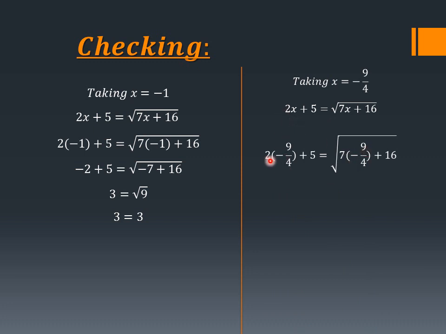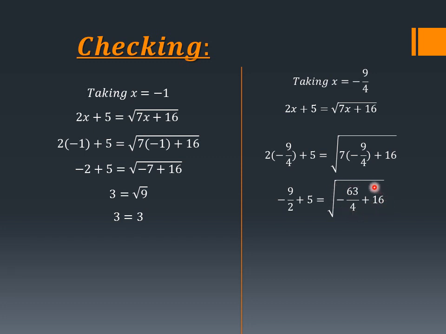7 into minus 9 by 4 and 2 into minus 9 by 4. 2 and 4 can get cancelled with each other, but 7 and 4 can't. So cancelling 2 and 4, we will get minus 9 by 2. 2 one times 2 and 2 two times 4, plus 5 will remain the same, equals to, as 7 and 4 can't be cancelled with each other, so 7 will multiply with 9. So it would be 63 over 4 plus 16.